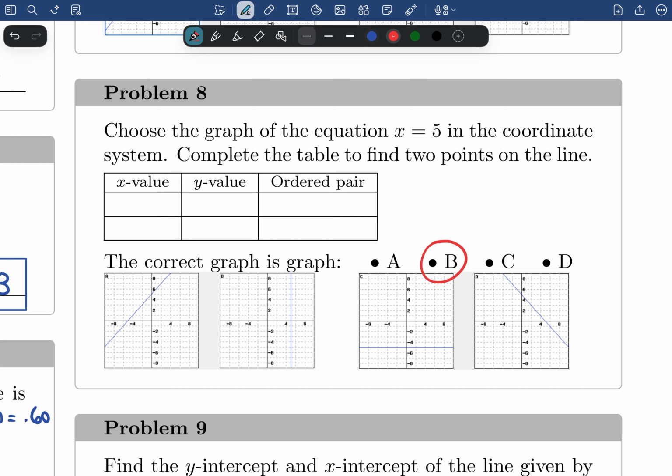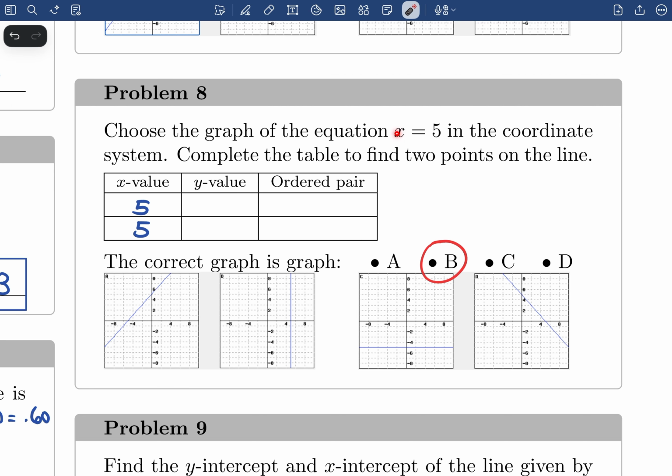Now, when you pick some points, your x values have to be 5. So I have an x value of 5 here and an x value of 5 here that I'm choosing. Why? Because x is guaranteed to always be 5 in this equation. And I could pick any y values that I want to.